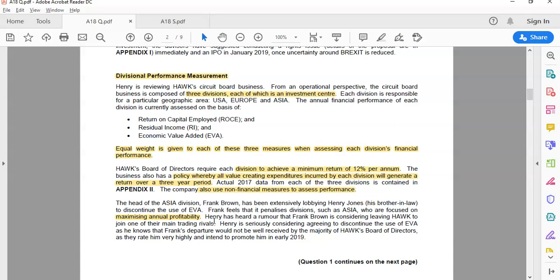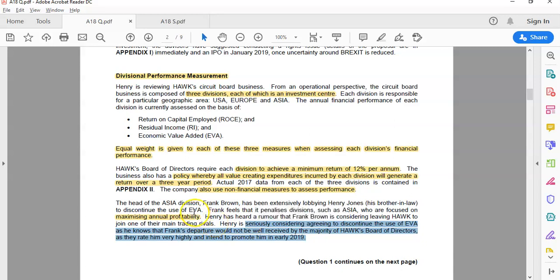So from a Hawke perspective, Henry has a duty to make sure he's working on behalf of the shareholders, not just Frank Brown or the Asia division. So from an ethical perspective, the point you had to make here was that's why you're told he was a brother-in-law. That there's a personal relationship here and there's a conflict between your professional relationship as a CEO of an entity, Hawke, and your personal relationship with Frank Brown. So you have to manage that and say, well, he may be putting pressure on you, and essentially he's painting you into a corner by perhaps even spreading a rumor that he will leave. But you have to work on behalf of the overall business. This would not be good for the business overall.